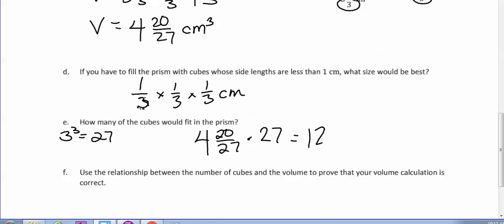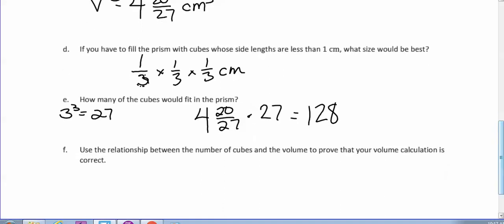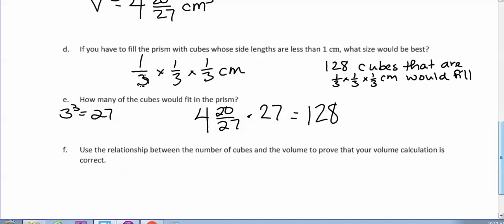Jacob got 128, and so did everyone else, so life is good here. All right, so now we don't want to say that the volume is 128 cubic centimeters. We want to say 128 1/3 by 1/3 by 1/3 cubes would fit in it, right? So 128 cubes that are 1/3 by 1/3 by 1/3 centimeters would fill the prism.